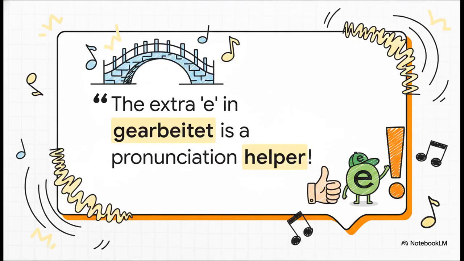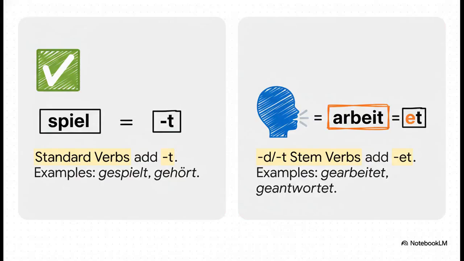And what's cool is you can actually feel why this rule exists. Seriously, try it out loud right now. Say gearbeitet. It's a bit of a tongue twister, isn't it? That little E in gearbeitet is like a bridge that helps the sound flow. It's just a helper. And when you see them side by side, it's super obvious. For a smooth stem like spiel, that simple T ending works perfectly: gespielt. But for a stem like arbeit, which ends on that hard T, you really need that -et bridge to get to gearbeitet. It's all about the flow.